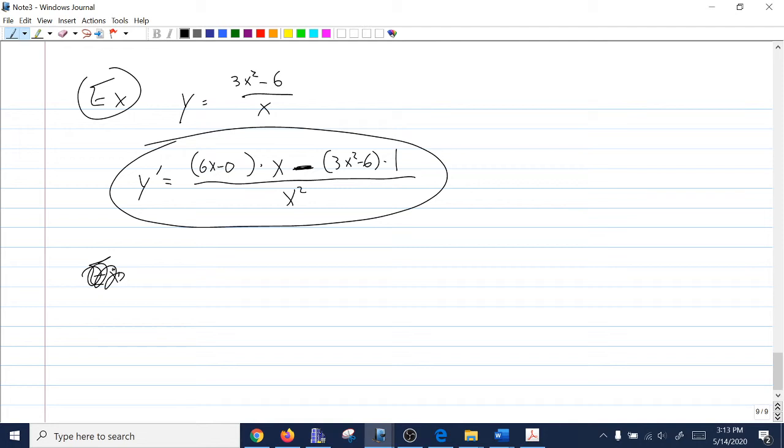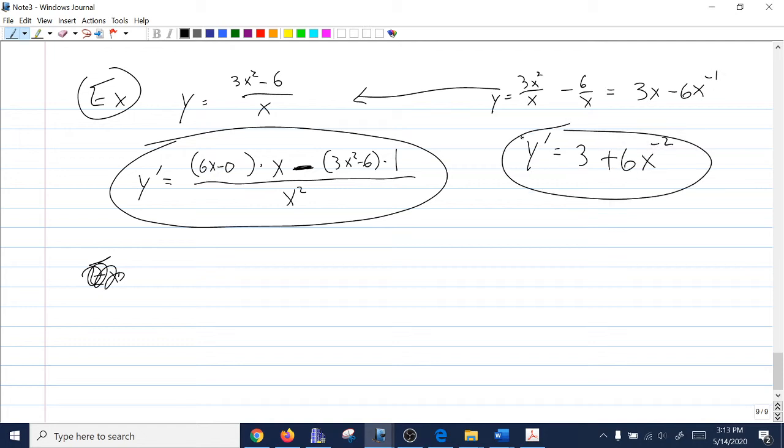Oh, the reason I did this problem was to show off, hey, wait a minute, don't forget, you knew how to do this without the quotient rule. The quotient rule was totally overkill. We were doing problems like this back when we only had the power rule, which might have been yesterday. We did it by splitting up the fraction. This is 3x squared over x minus 6 over x. That's 3x minus 6x to the negative 1. I can take the derivative of that without a quotient rule. It's 3 plus 6x to the negative 2. This, I guess, will simplify into that.